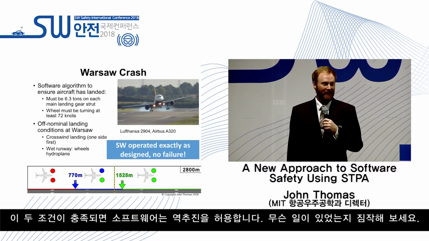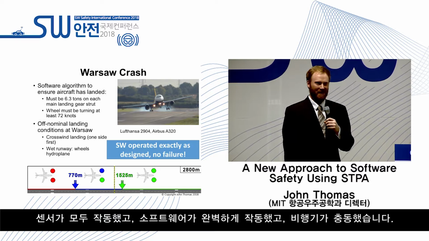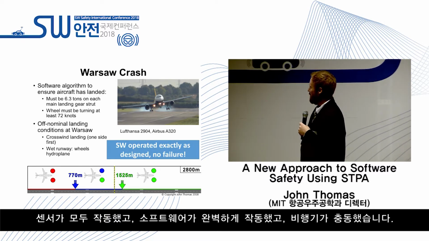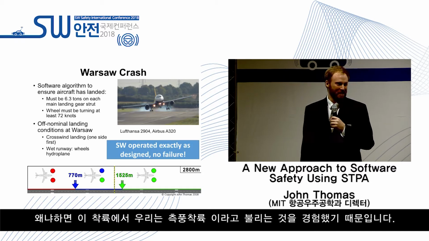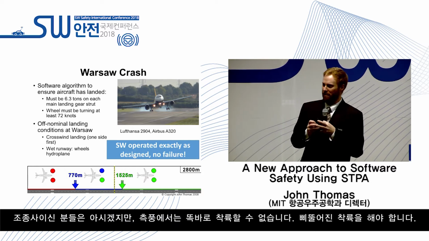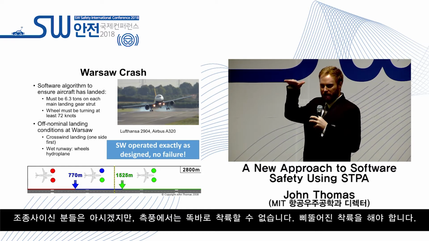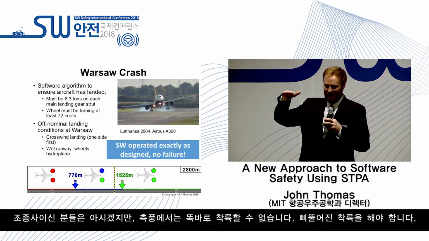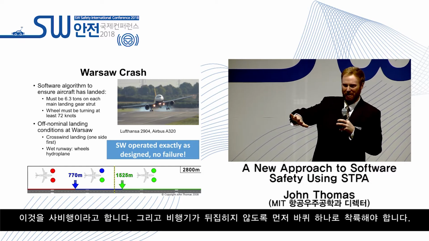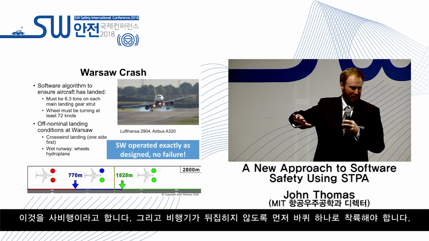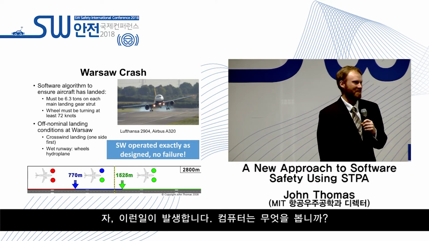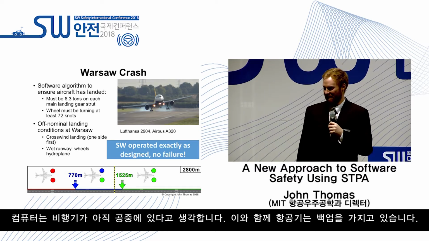Guess what happened? The sensors all worked, the software worked perfectly, and it crashed the plane because on this landing, we had something called a crosswind landing. Those of you who are pilots may know, in a crosswind, you cannot land straight. You must land crooked. It's called crabbing, and you have to land one wheel first on purpose so you don't flip the plane. Well, this is what it looks like. What does the computer see? The computer thinks the aircraft is still in the air.